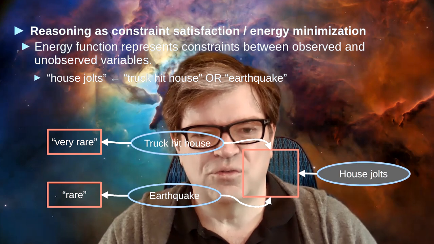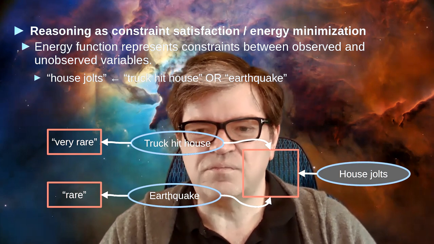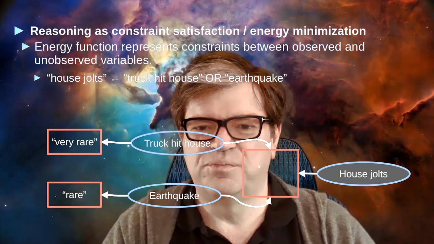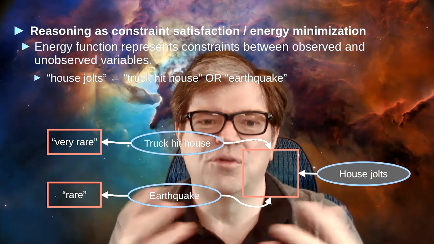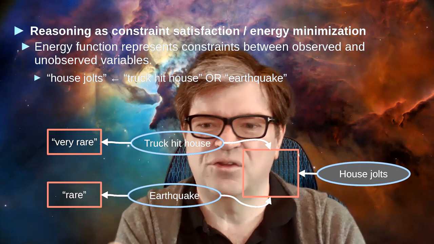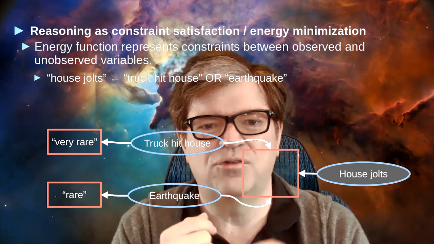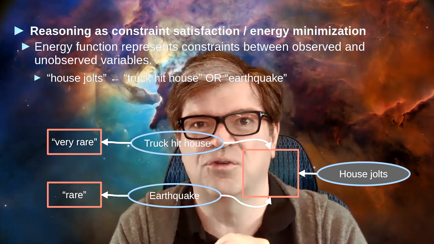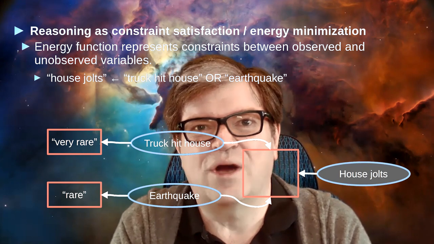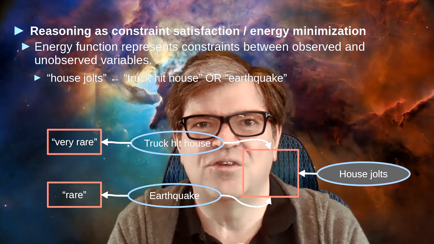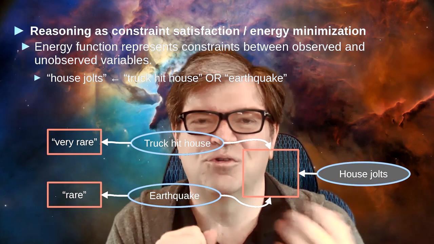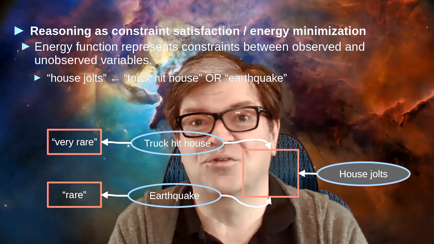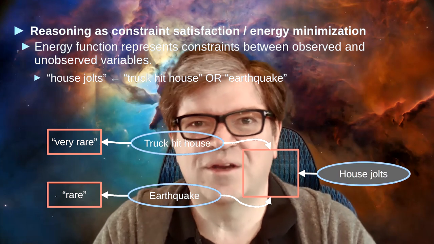And then you take those two variables, they're either true or false, together with the fact that you know that the house jolted, and you plug them into an energy function that computes the compatibility between those variables. So it knows that the variable house jolts is equal to one, and it's trying to figure out what are the values of the other variables that I have not observed yet. I don't know if the truck hit the house or there was an earthquake. Now, because the prior for earthquake being true is higher, or the energy is lower for earthquake being true than for truck hitting the house, which is very rare, you're going to probably infer that there was an earthquake.